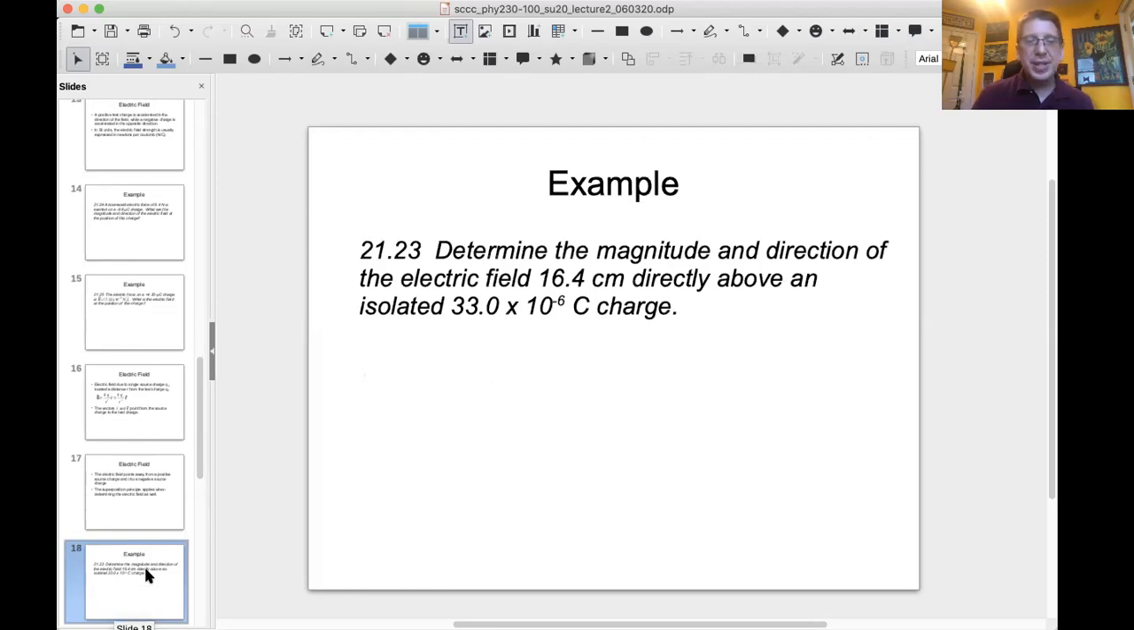So let's go to another example. Determine the magnitude and direction of the electric field 16.4 centimeters directly above an isolated 33.0 times 10 to the negative 6 coulomb charge. So it's positive, and if they don't specify a sign for the charge, you can assume it's positive. So again, let's go back to the whiteboard, and let's write this out.